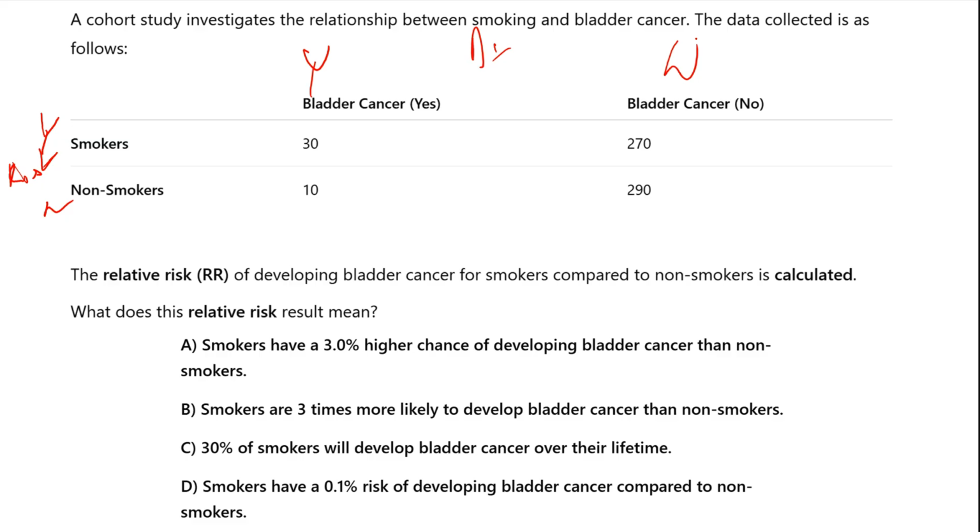If I need to remember, relative risk is going to be people with the risk, so people who smoke, divided by people who don't. And it is going to be the cumulative sum over the total, because we get a little bit better information here. So it's going to be 30 divided by 300, divided by people who do not smoke, or the no risk, 10 divided by 300. When you put it in your calculator, this comes out to 3. Okay, so let's look at the answers.